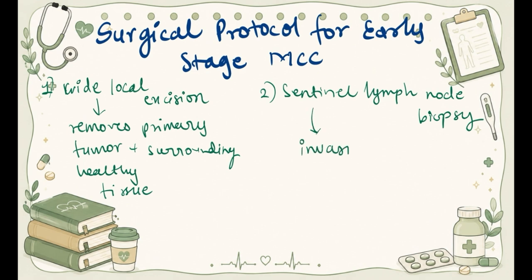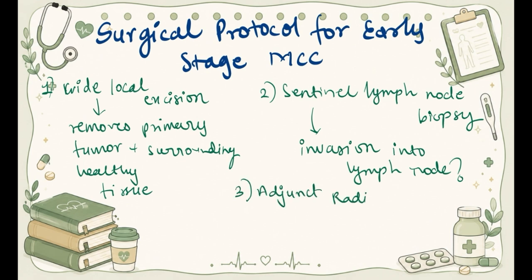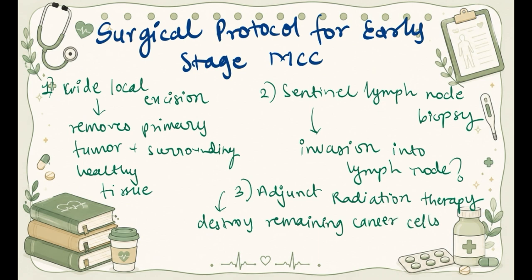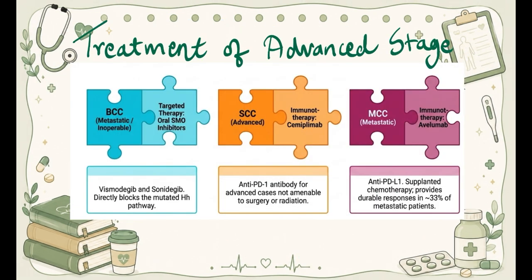Step 2 is a sentinel lymph node biopsy. This step is absolutely crucial. The surgeon checks the very nearest lymph nodes to see if microscopic cancer cells have begun to travel away from the primary site. Finally, step 3 involves adjuvant radiation. Radiation is applied to the area after the surgery. This deliberately destroys any lingering invisible cancer cells to prevent the tumor from returning.